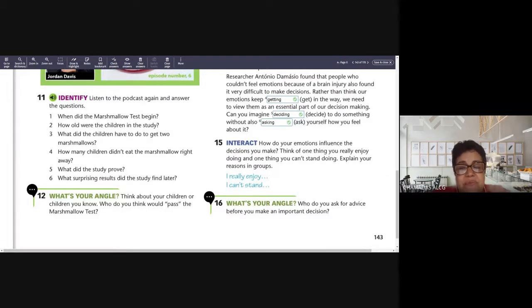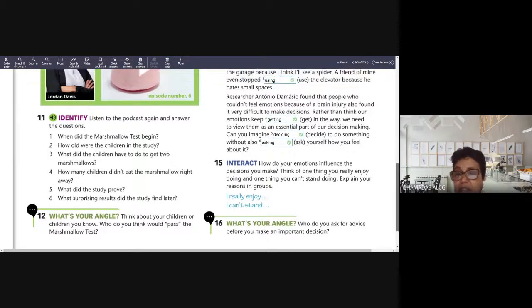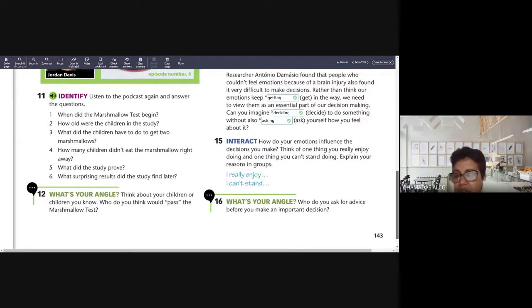No way. No way. So, guys, that's the idea, right? So now we're done with page 143. This is only for reflection. The last question here. Who do you ask for advice before you make an important decision? Okay. So who do you go to when you need to make an important decision?